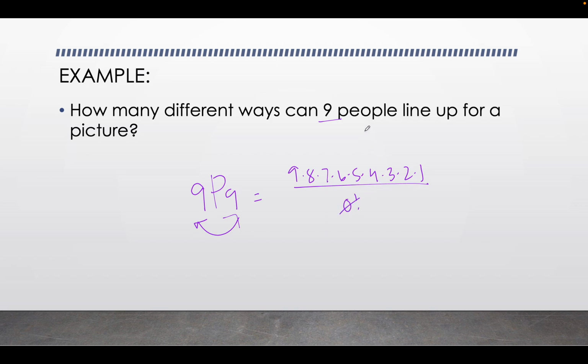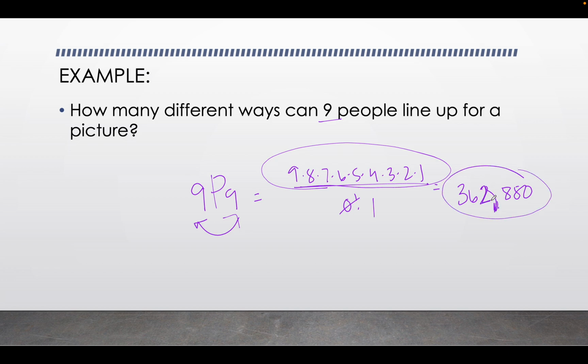is not 0, believe it or not. Of course, it's 1. But what that means is we don't have anything to simplify this by, because we're putting every single person into the line. So we need to just calculate all 9 people, and that is a lot of possible ways. That's 362,880 ways to arrange these 9 people for a picture.